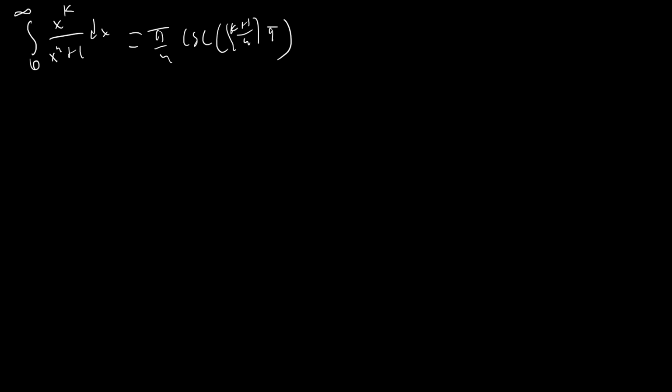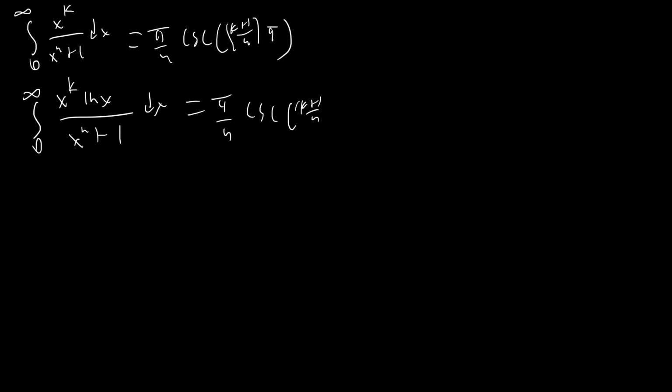Now, of course, that's a partial derivative since we have a function of k and n, but that's not too difficult to do. And what we're going to end up with is the integral from 0 to infinity of x to the k ln x over x to the n plus 1 dx equals pi over n, and we're going to end up with cosecant of k plus 1 over n pi cot of k plus 1 over n pi, and of course a negative sign, right? And then because of the chain rule, we're also going to multiply by pi over n again. So pi squared over n squared.